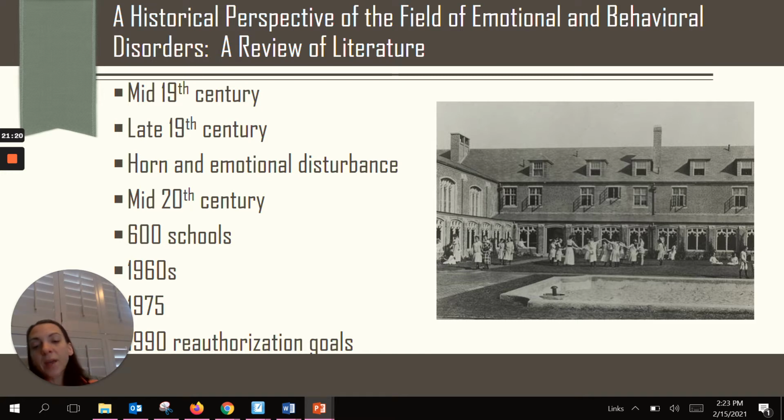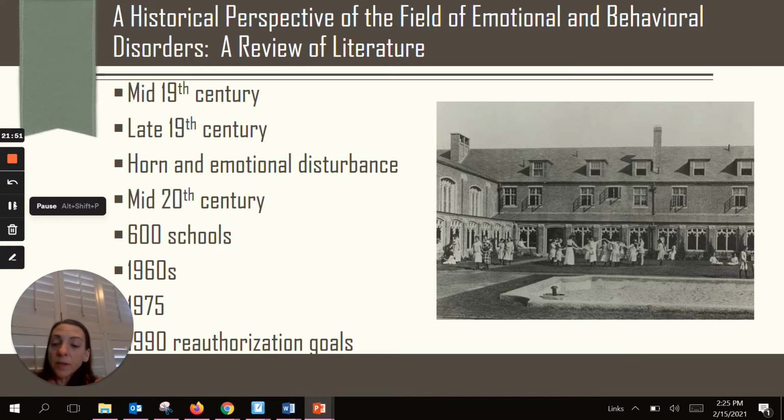In 1997, the reauthorization dropped the term serious emotional behavioral disorders, but it still kept that term. It also added functional behavioral assessments, behavior intervention plans, and manifestation determination review as part of the IEP process. In 1990, they reauthorized IDEA again with the goals of providing and maintaining an adequate number of qualified personnel, developing capacity of schools and communities to meet the needs, to secure and expand inclusion of students with disabilities, and identify measures for and improve results for students with disabilities.